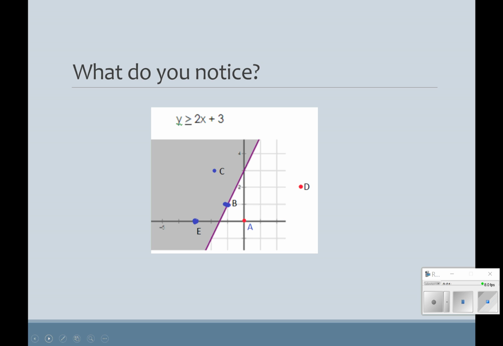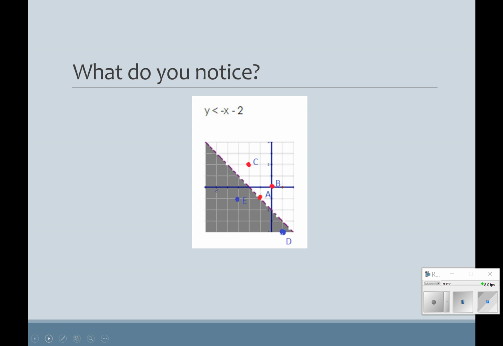Now, here I've graphed the inequality y is greater than 2x plus 3. And what I want you to notice is these are the points from number 1 on that warm-up. These were not solutions. However, these were, and I want you to notice that my solutions are in the shade. So your solutions are in the shade, and also on the line. We're going to look and see how to graph that, but whenever we see this, anything that falls in that shaded area or on the line is part of a solution.